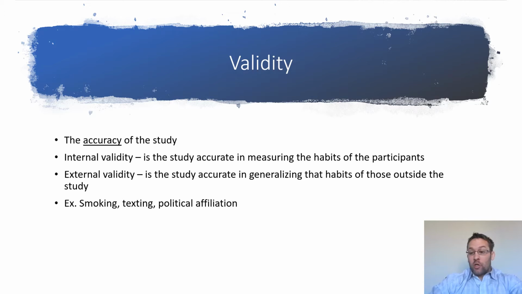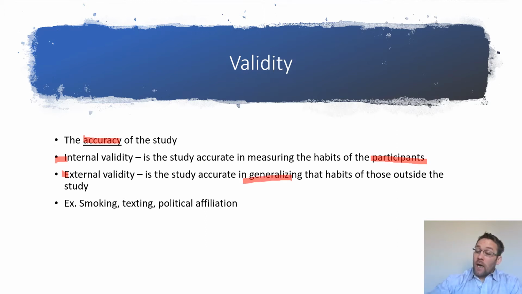Validity. This is a huge term in methods. All right, so validity is about the accuracy of the study. Does the study accurately reflect the population that you're studying? Okay, so there are two ways that you want to check validity: internal validity and external validity. Internal validity means that the study accurately measures the habits of the participants within the study. All right. External validity is whether or not the study can be generalized to people outside of the study.